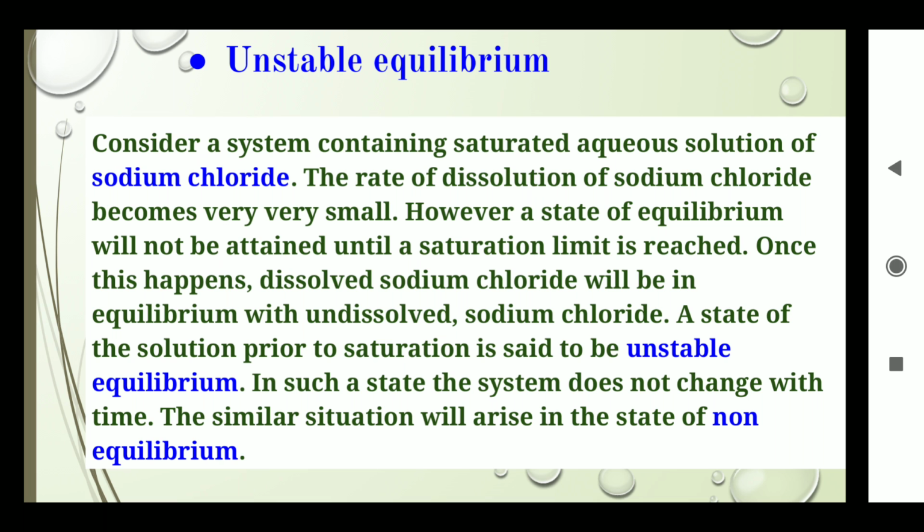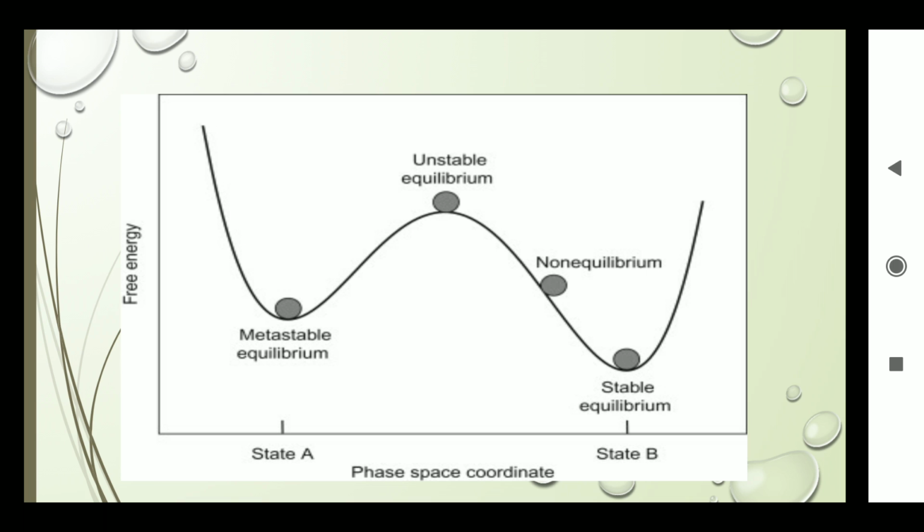A similar situation will arise in the state of non-equilibrium. So from this diagram, we can clearly understand the metastable equilibrium, unstable equilibrium, non-equilibrium and stable equilibrium.